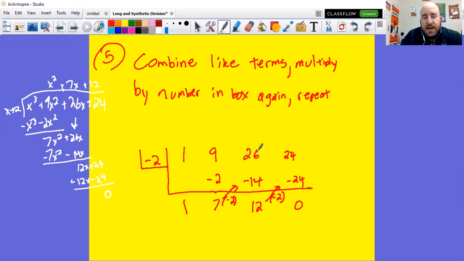under the 26. And now, at this point, we're just repeating the same thing over and over again. So 26 minus 14 is 12. 12 times that -2 is -24. 24 minus 24 is 0. And since this is my last number up here, I stop. I don't have to worry about carrying it on any further.